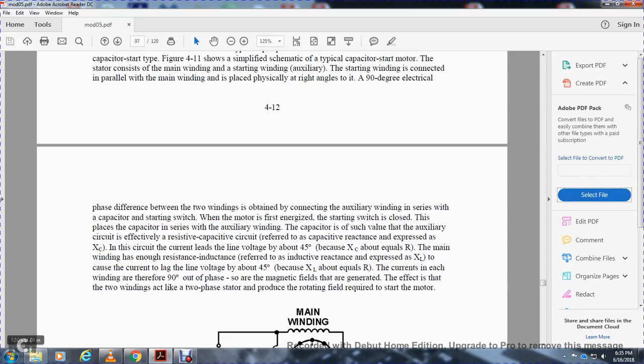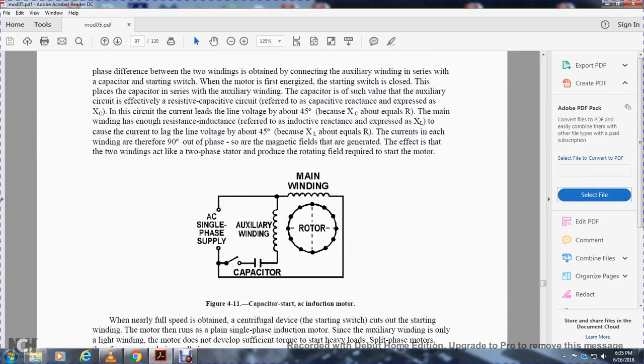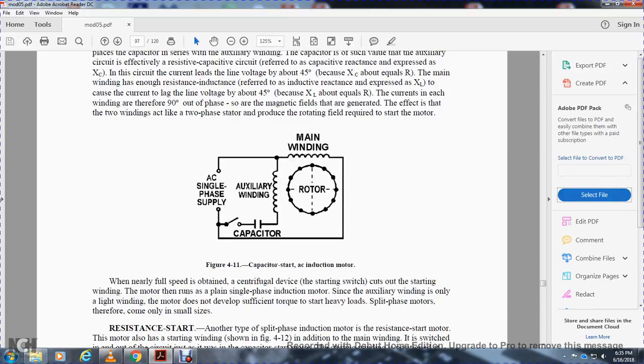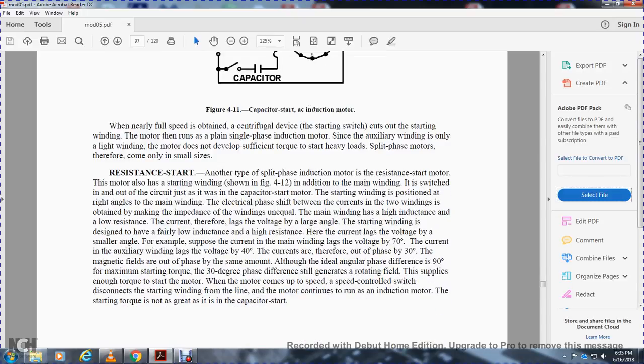The currents in each winding are therefore 90 degrees out of phase, so their magnetic fields are also 90 degrees out of phase. The effect of the two windings is like a two-phase stator producing a rotating field, which is required to start the motor. Figure 4-11 shows the capacitor-start AC induction motor with the single-phase supply, auxiliary winding, main winding, and capacitor. At nearly full speed, a centrifugal device starting switch cuts out the starting winding, and the motor then runs as a plain single-phase induction motor.